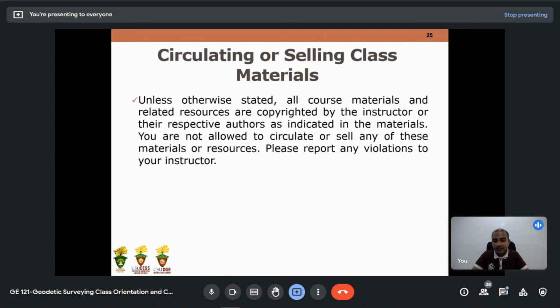So you are not allowed to circulate or sell any of these materials or resources. Then please report any violations to your instructor.